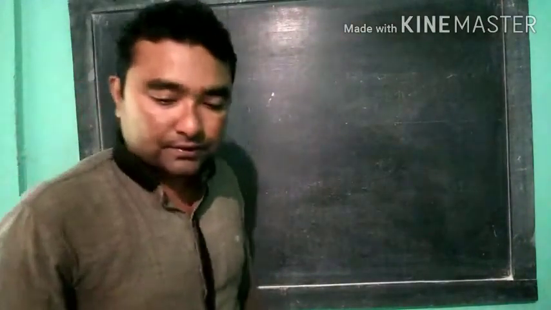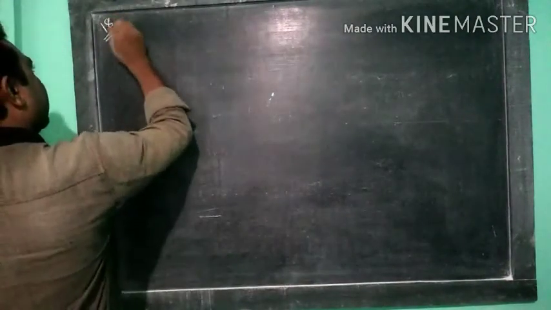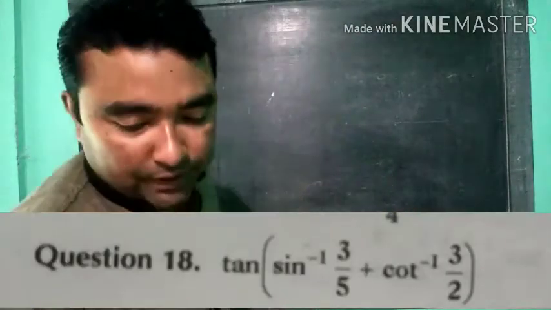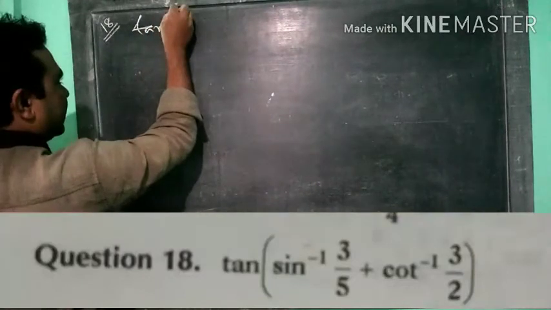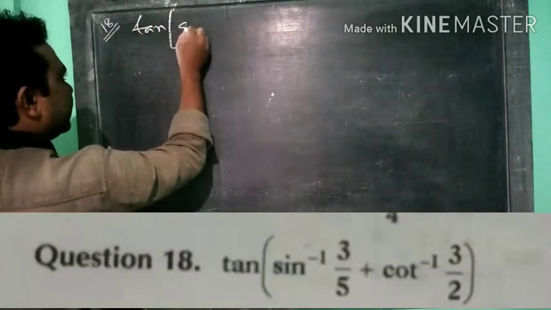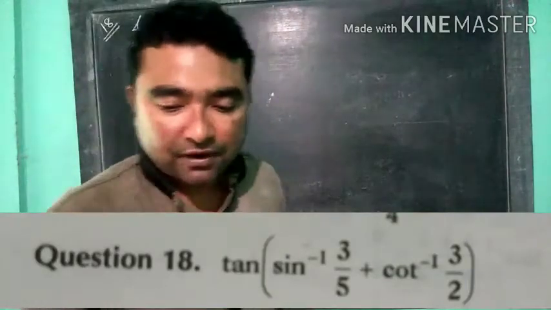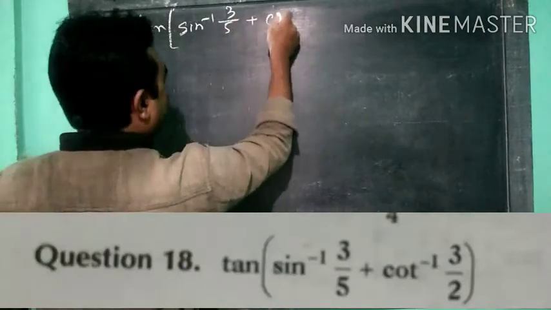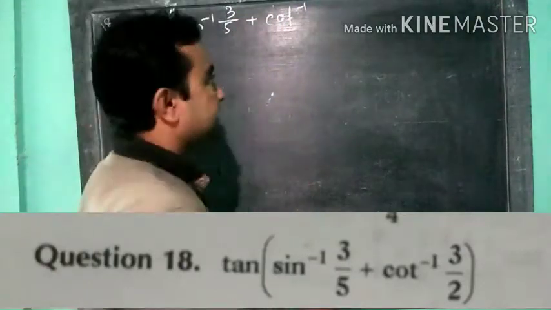Now we are going to solve question number 18. Question number 18 is tan of sine inverse 3 by 5 plus cot inverse 3 by 2.